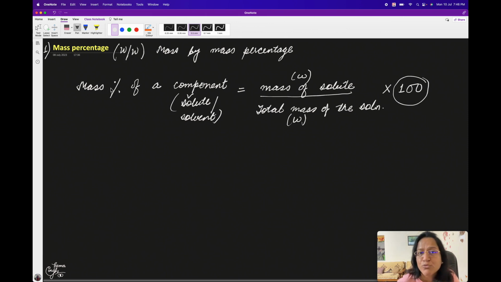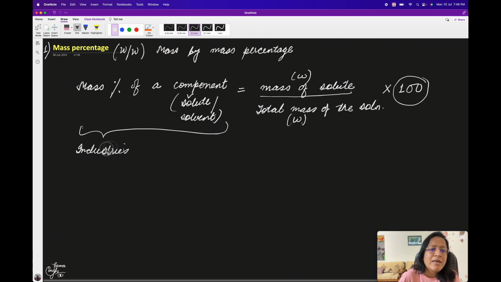Now, mostly when we're dealing in laboratories, we'll talk about mass in grams. Okay, it can be in kilogram also, no problem. But in laboratories, we deal with smaller quantities. Basically, this mass percentage is used in industries, industrial calculations, industrial applications, right? And in the laboratory, we are going to use the unit here as grams for this and grams for this, into 100.